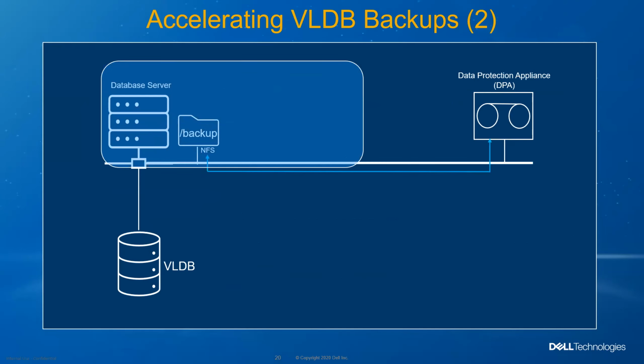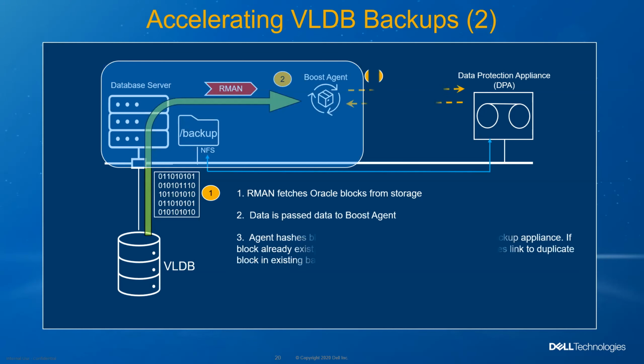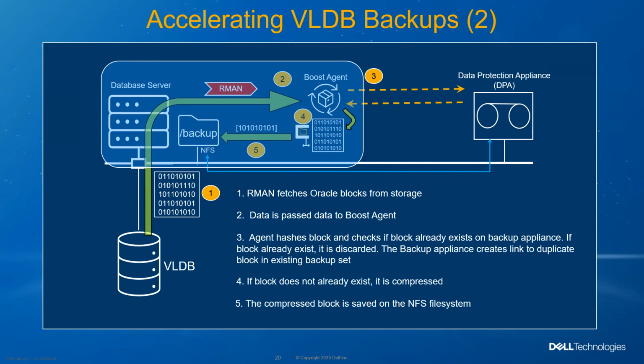Another way of doing it, and we'll see why you might want to do it this way, is to create an NFS share to the database or the backup server from the protection appliance. And then the process is very similar in that the backup blocks are fetched by RMAN, passed to the Boost agent. The Boost agent again does a hash, checks if that block exists, and discards it if it does. And if it needs to write the block, it writes it to the backup share.